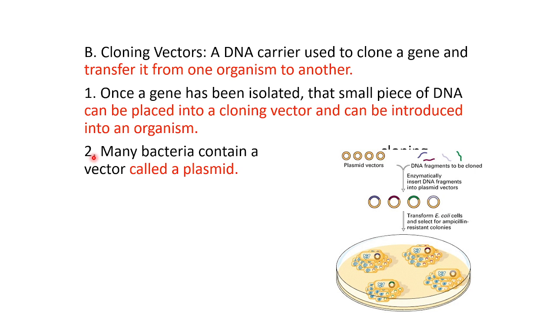Now there are different kinds of vectors, one of which is the cloning vector. This is a DNA carrier used to clone a gene and transfer it from one organism to another. Once you have isolated the particular gene, you can place it inside the cloning vector and then introduce it inside the host cell of an organism. Now, bacteria contain circular vectors, which you can call a plasmid. So the circular vector is called a plasmid, which is present in many bacteria.